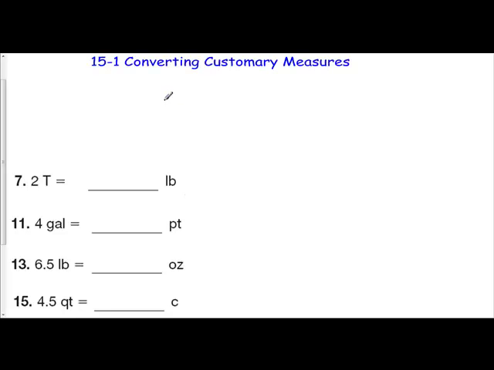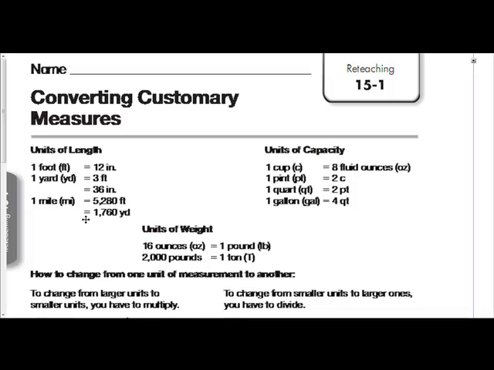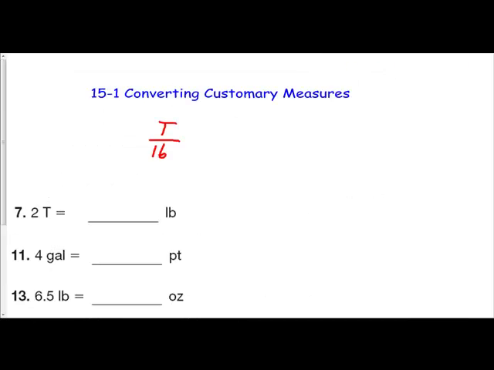So I'm going to write that down here. I'm going to write tons, capital T for ton, and LB for pounds. So let's go back here to the reteaching side of our homework and see if we can find out. Well, let's see. 1 ton equals 2,000 pounds. So there are 2,000 pounds in 1 ton.